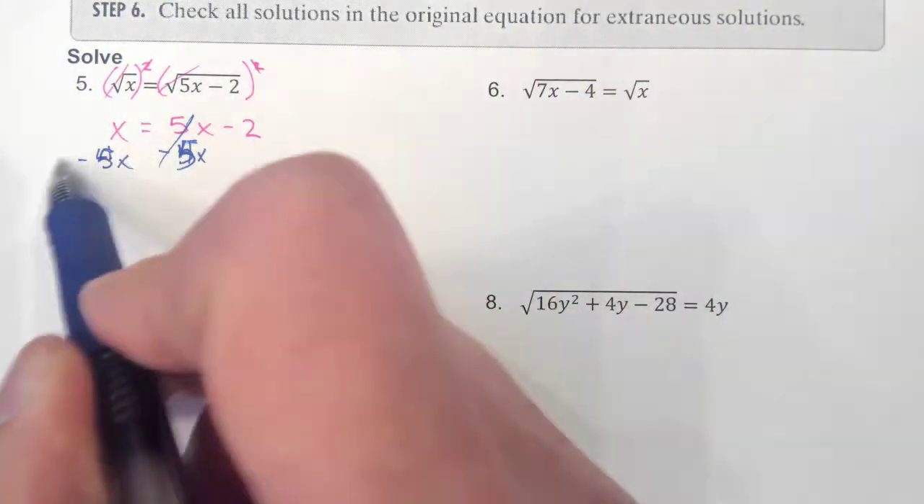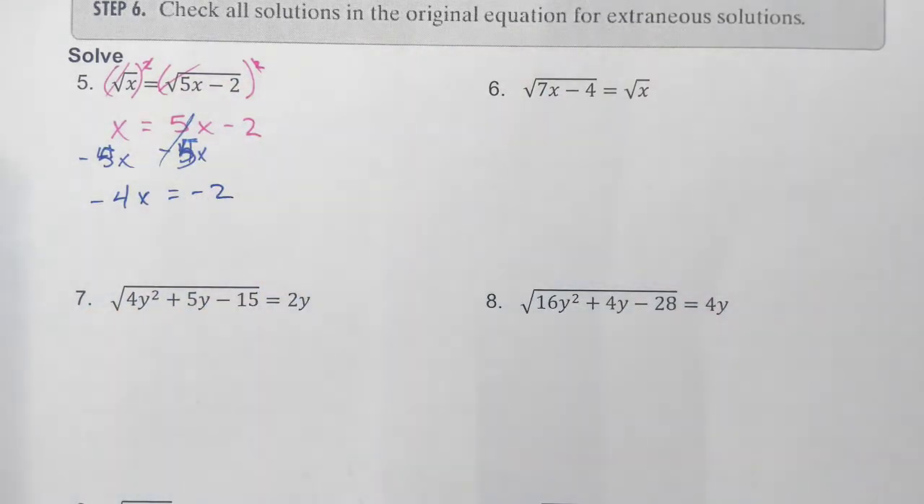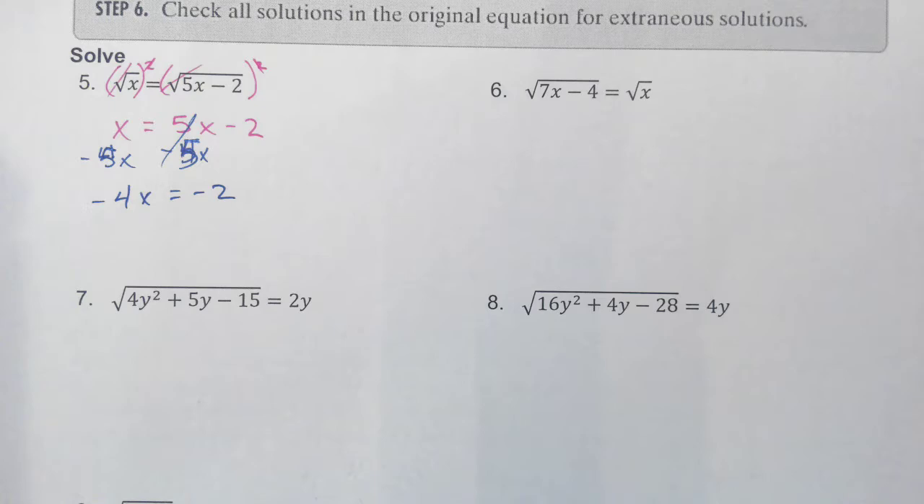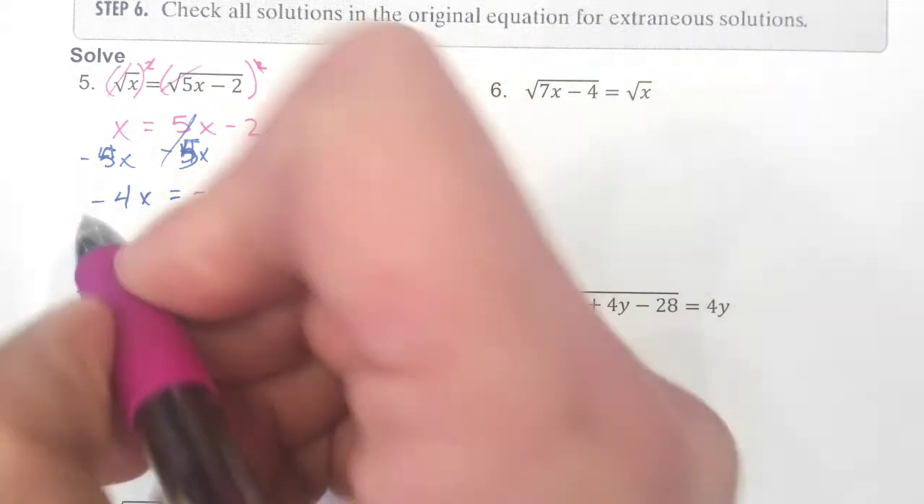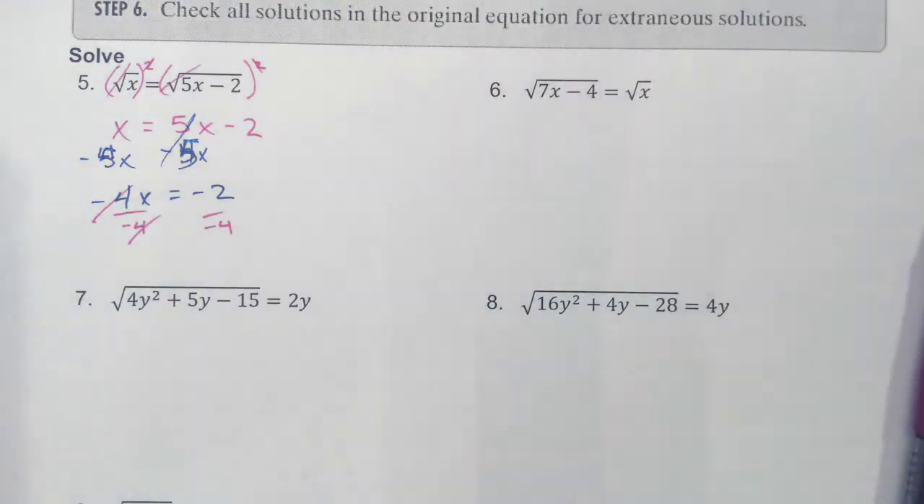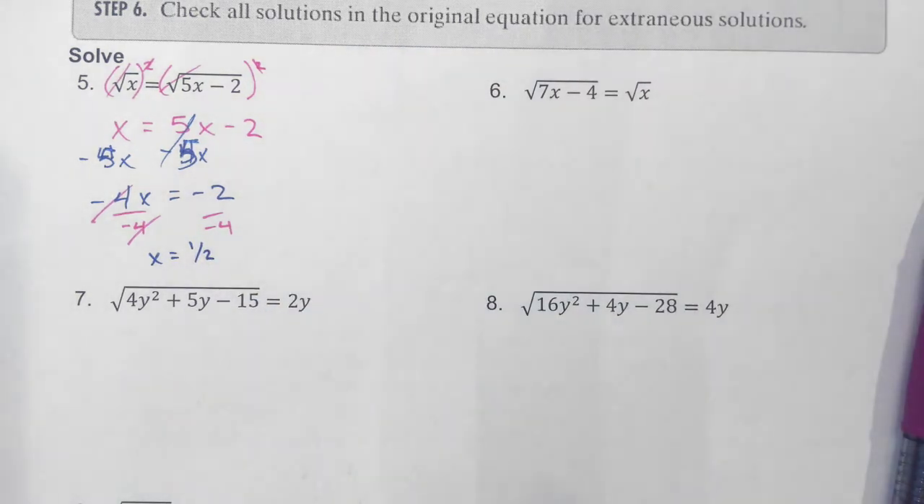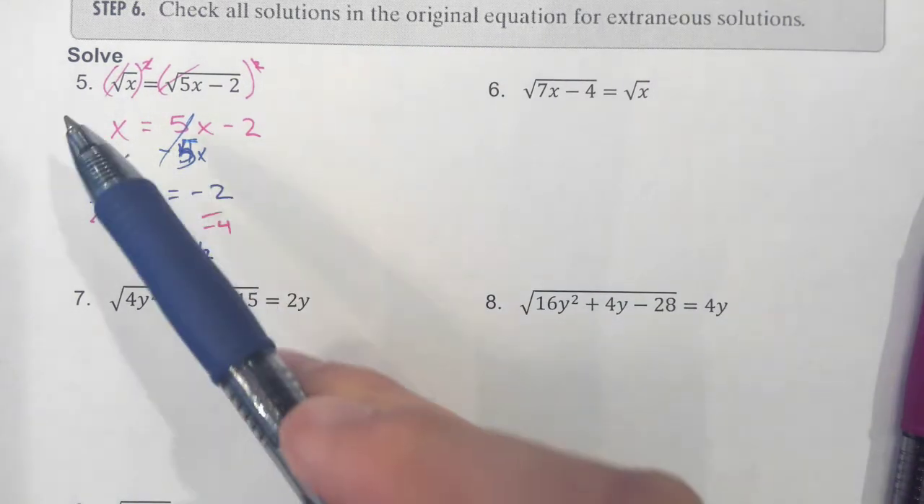These cancel. X minus 5x is negative 4x. And that means if you divide by negative 4 to both sides of the equation, two negatives make a positive, and that 2/4 would reduce to 1/2. So we got to check that solution.